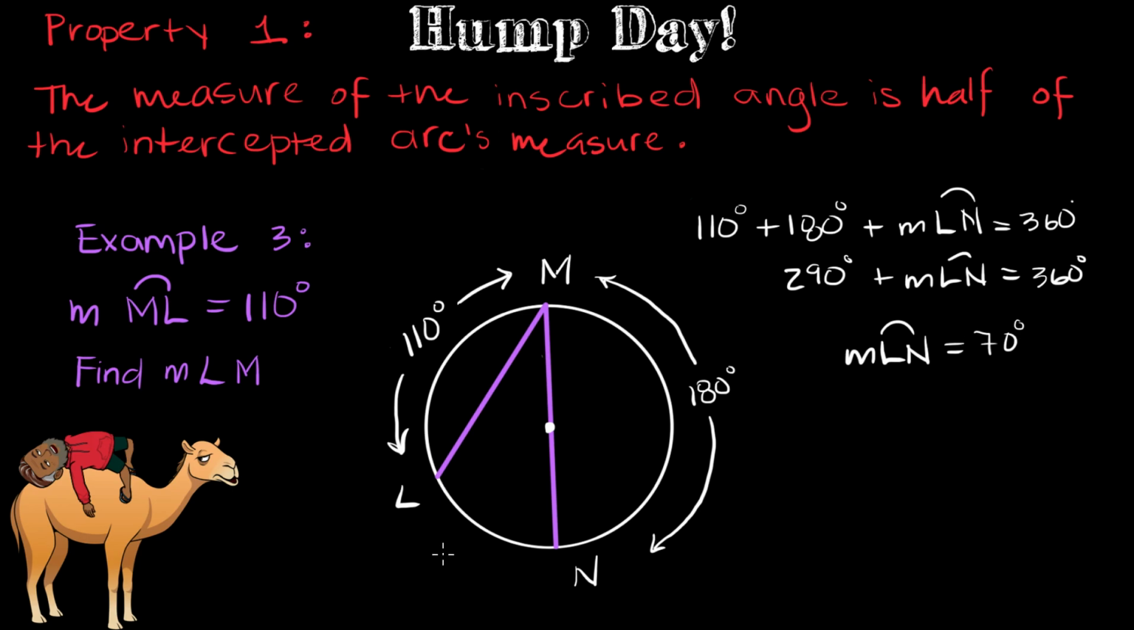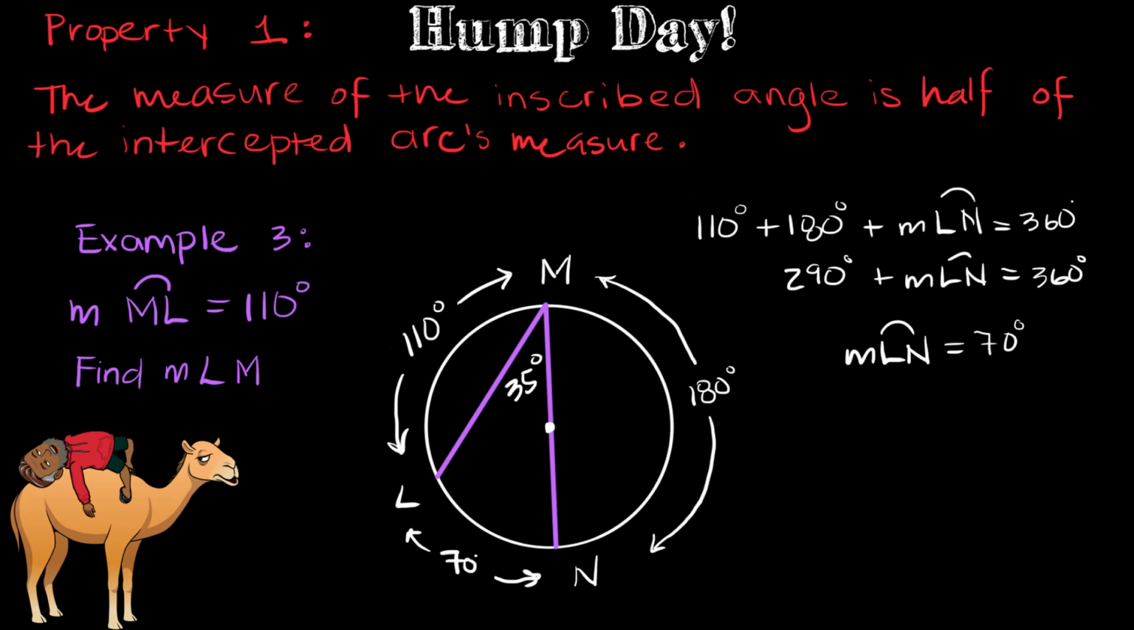So I now know that this arc right here is 70. If you recall, if you take the arc, you just have to cut it in half and you'll get the inscribed angle. So our inscribed angle is 35 degrees. Our answer is that angle M is 35 degrees.